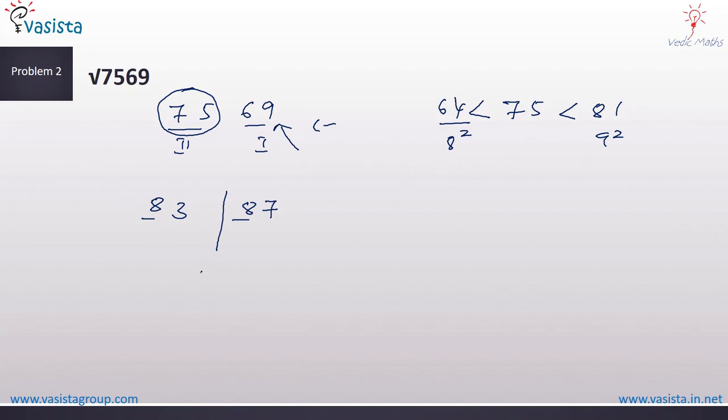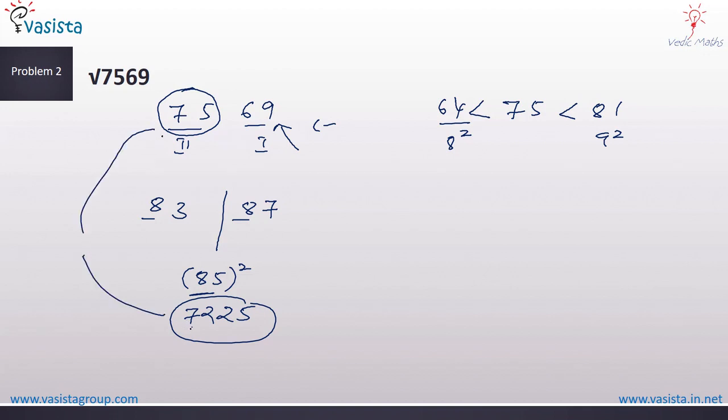Now which one is it? Let us find 85 square. This is 25, and 8 into 9 is 72. So 7225 is in the middle, right? Here we have 7225 and 7569. Compare these. Which one is lesser? 7225 is lesser. So 87 is the right answer here. 87 is the square root of 7569.